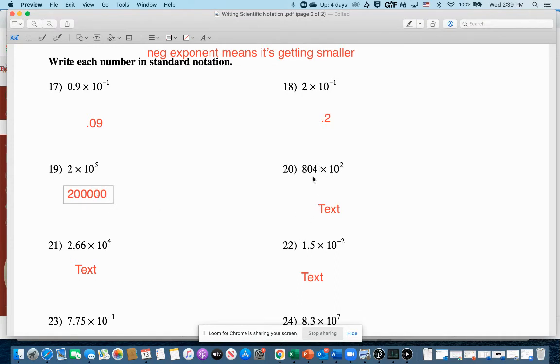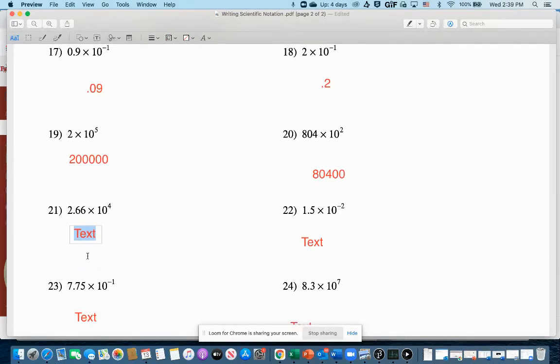Okay, 804 right here, and going to positive, so it's going to get bigger by 2 placeholders. So it's after the 4. I need to add 2 after that, so I move it over 1, 2. Okay, this is a good example right here of why it's not just adding the zeros right there, right?